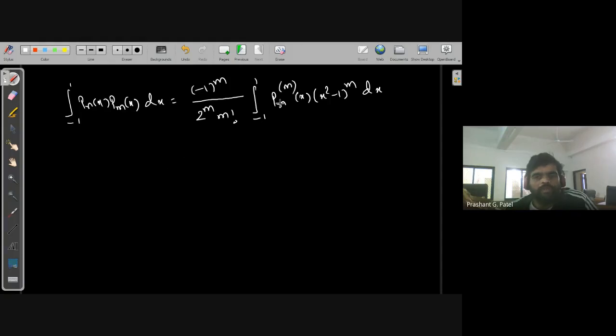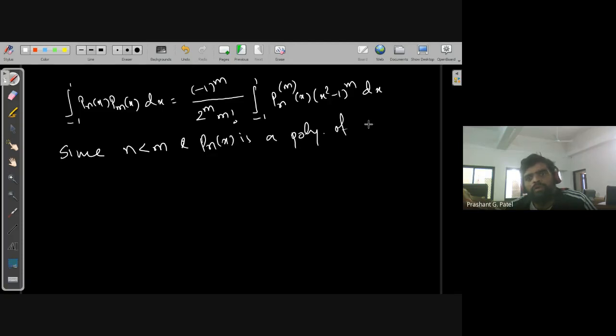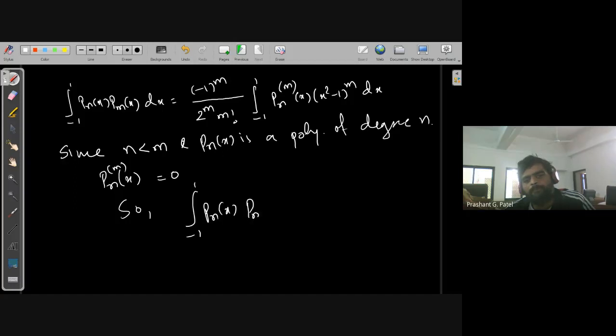Now again by the same argument as we did previously, since n is less than m and Pn is a polynomial of degree n, the mth derivative of Pn(x) will be 0. So finally, in both cases we have this: if m is not equal to n, in any case we have this.